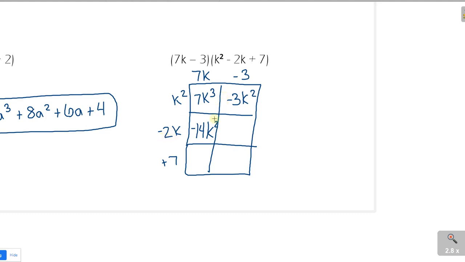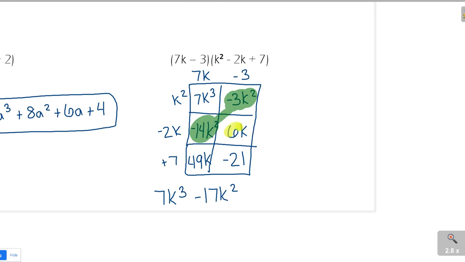Negative 2 times negative 3 is a positive 6, and then k. 7 times 7 is 49, k. And negative 3 times 7 is negative 21. Combine your like terms. So we have negative 3k squared, negative 14k squared. So we have 7k to the third. Negative 3 minus 14 is negative 17k squared.